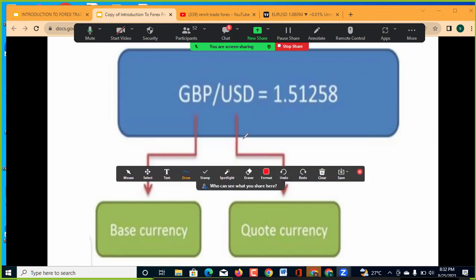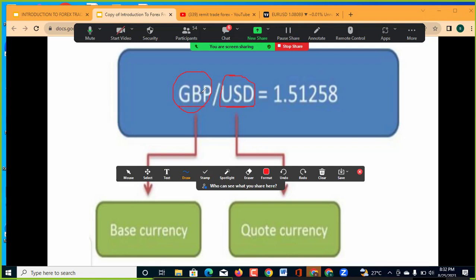We have this currency quotation right here, GBP and USD. The first one, GBP, is the base currency, while the second one, USD, is the quote or counter currency. That is how you read a pair of currency, because currencies are traded in pairs. Let's say, for example, if you have GBP, you can convert it to dollars, and if you have dollars, you can convert it to GBP. That is why currencies are traded in pairs.